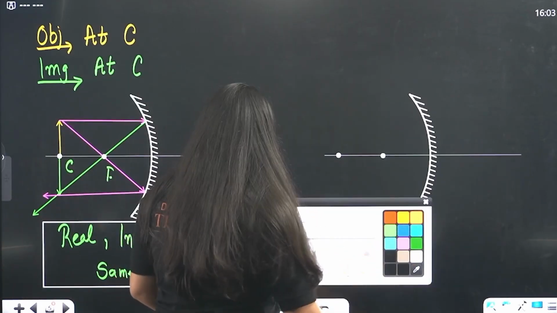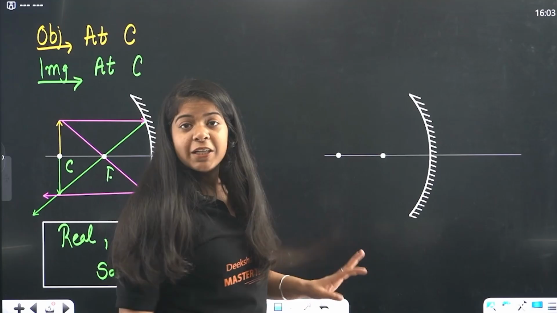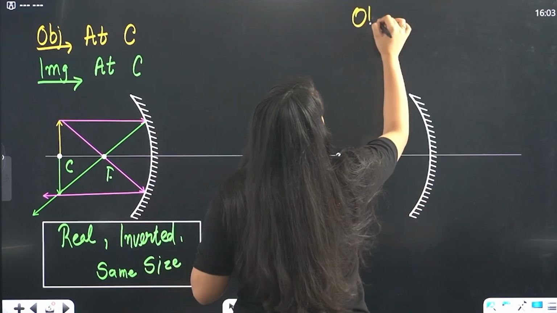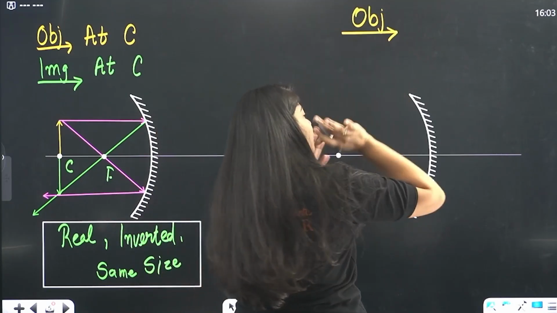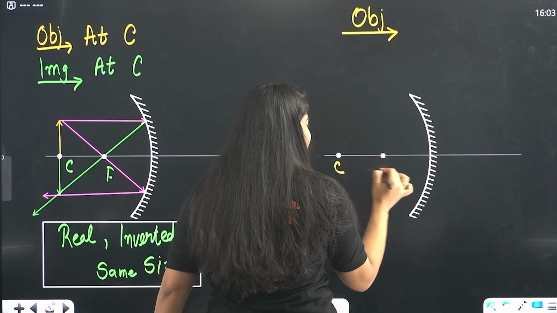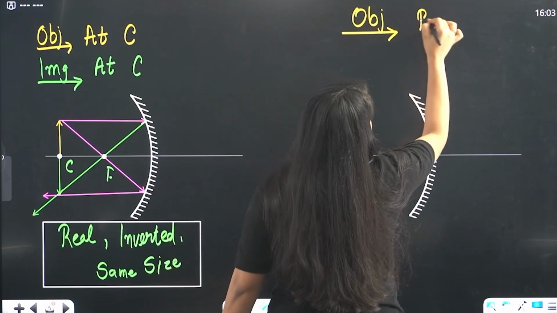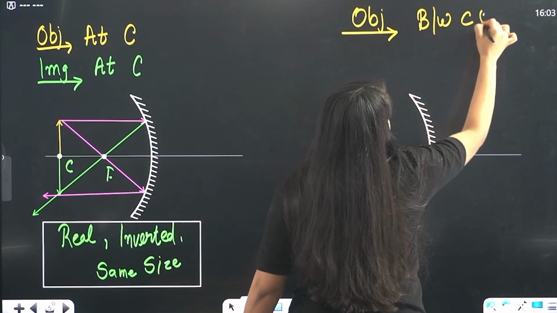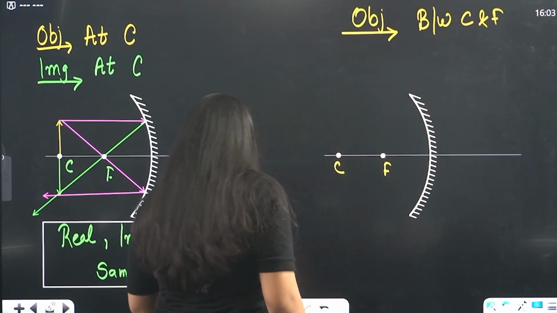Now ma'am, next case we will do. Okay, object. Now we moved the object a little bit closer, so the object is between C and F. Now the object is between C and F, and where will the image be formed?